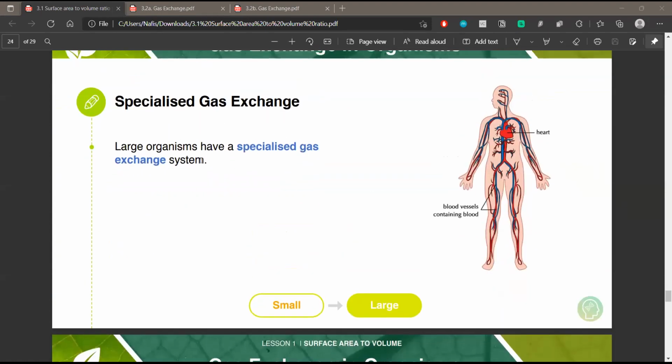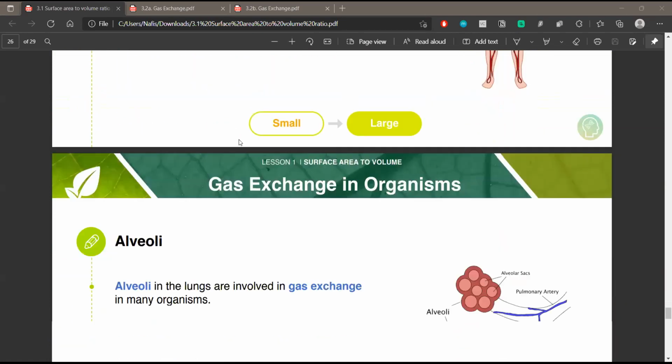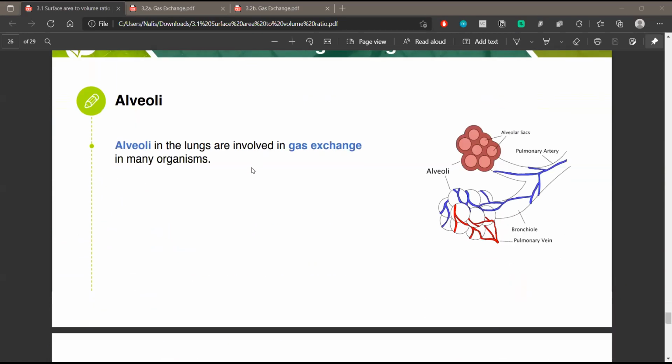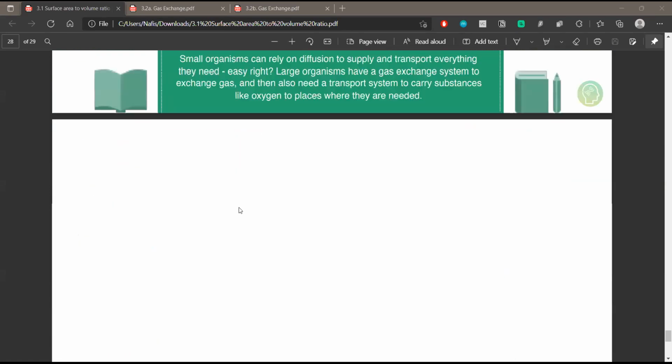Large organisms therefore have to have specialized exchange systems. We have organ systems that have high surface areas, and all of these organ systems then work together to maximize the efficiency of exchange. So alveoli in humans really particularly help with this. And we're going to discuss human gas exchange in a lot more detail in the next 5-10 minutes.